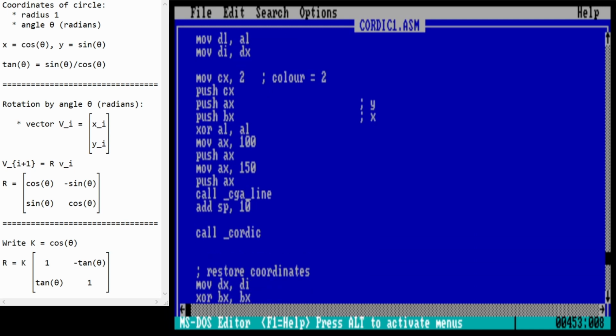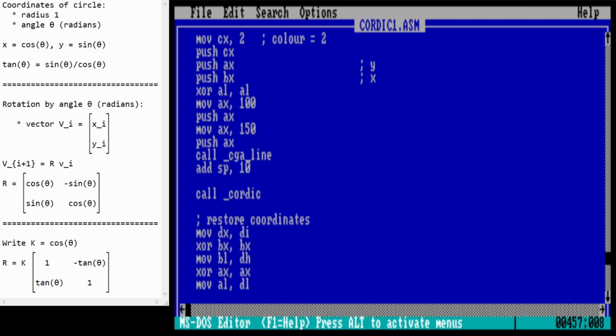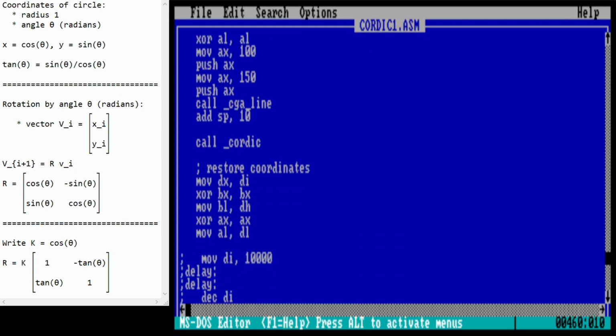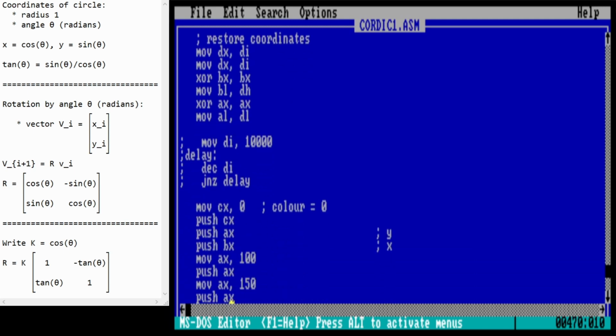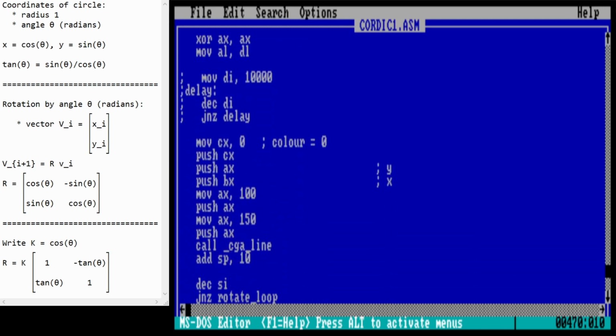So now we're ready to blank out the line in its original position before we redraw it in the new position. And so we have to restore the coordinates from the DI register where we saved them, and then redraw the line in color 0. And so this is what this code is. It's exactly the same as what we had above, except it's now color 0 instead of color 2, because we want to blank the line out. But in between here I added some code for a delay, and I've commented this out because I want you to see what happens if there's no delay here. We'll come back to this delay a little bit later and see why precisely it's there.